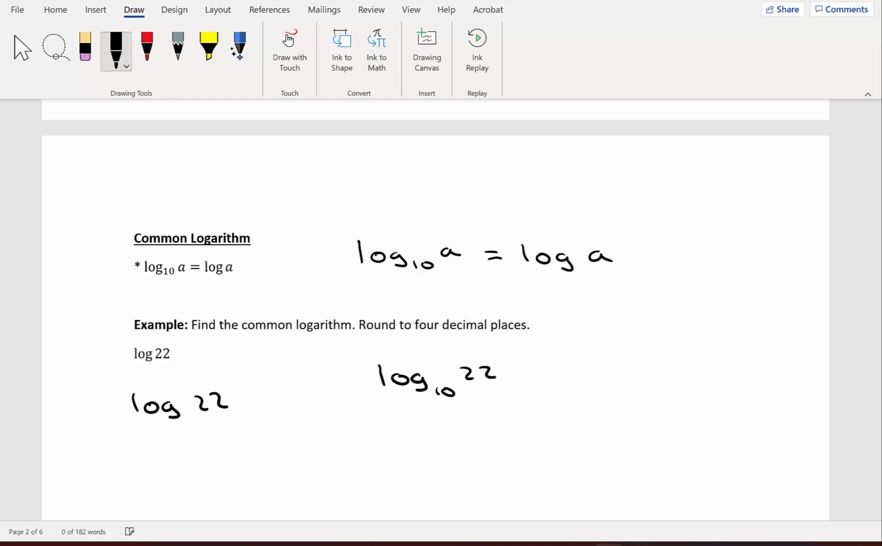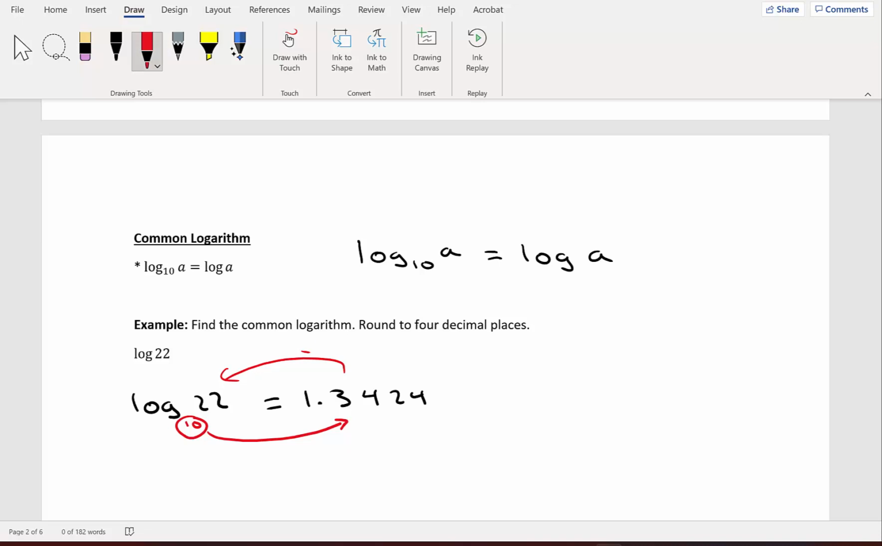Now just to give you an idea of what we're looking for here, we're trying to figure out 10 raised to what number will give us 22. Well, we can't raise 10 to a whole number to get 22. So we actually have to use our calculator to figure out what this is equal to. Using our calculator, we put in log of 22. Let's see what that gives us. It says to round to 4 decimal places, so we have 1.3424. So we'd have to raise 10 to the 1.3424 power in order to get 22. Since this isn't a whole number, we have to use our calculator.